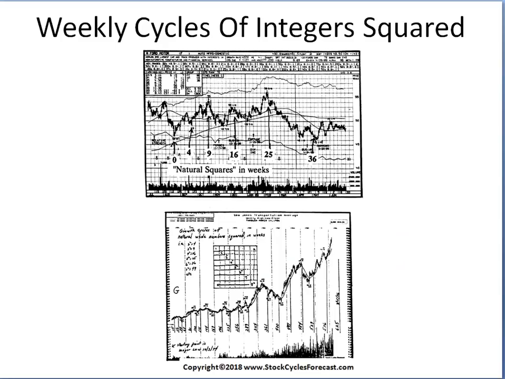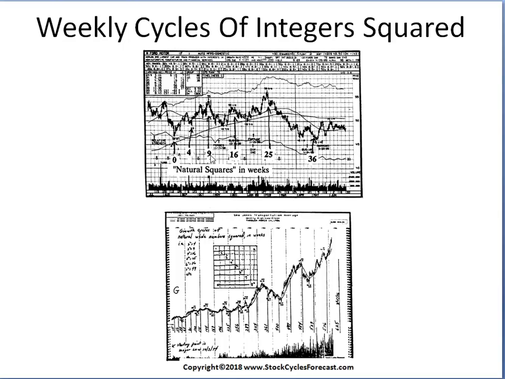In this video, we're going to be looking at the cycles of squares and square roots in particular. In this first chart, we can see that we'll be dealing with weekly cycles of integers squared, or whole numbers squared. Here's a weekly chart for Ford Motor Company. Starting at this low, we call it 0. And then 2 squared is 4.